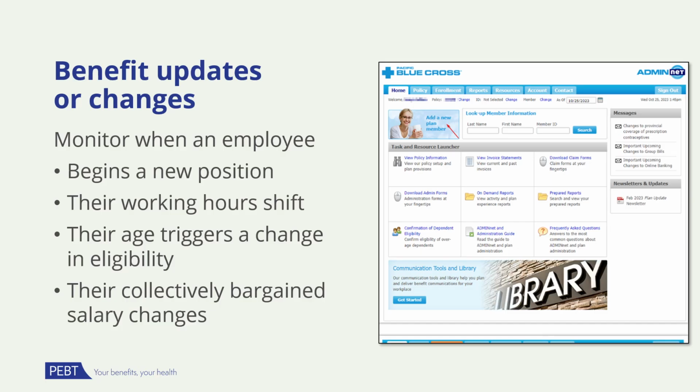Some of these age rules can be built into AdminNet, like terminating coverage at a certain age, while others need to be monitored and manually updated by the district administrator. If you are unsure of what rules will occur automatically within AdminNet and which ones require manual intervention by you, please contact your service representative at PBC for assistance.